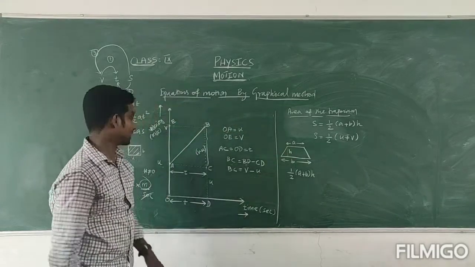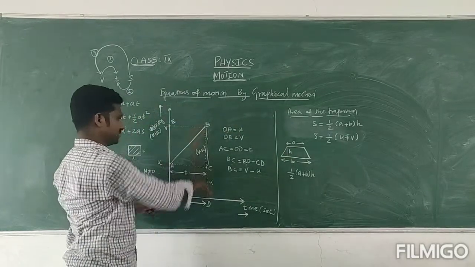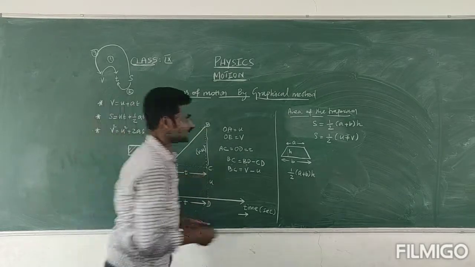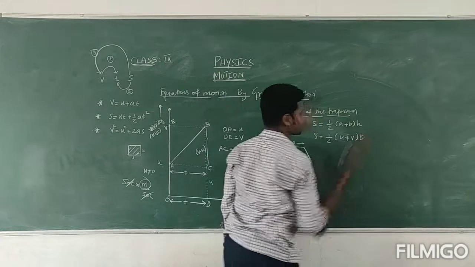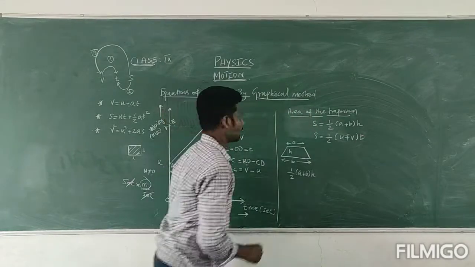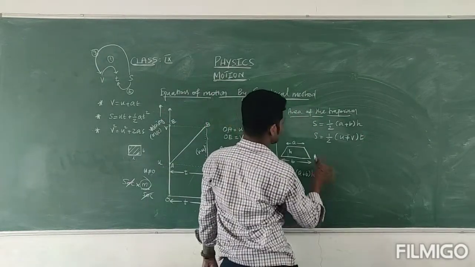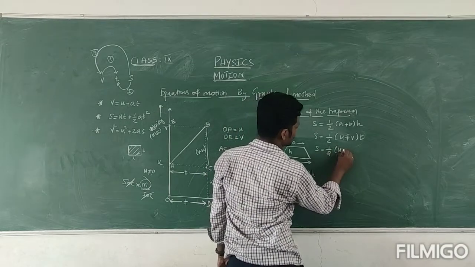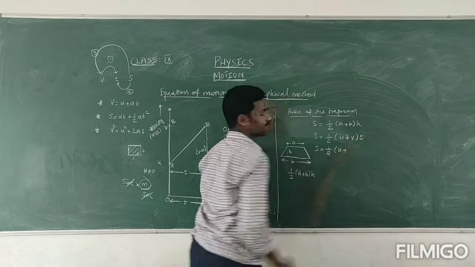In between a and b is the height. So this is a, this is b, and in between, this is the height. The time is the height, so t is the height. Okay, right. So we can say that S is equal to half into (u plus v).